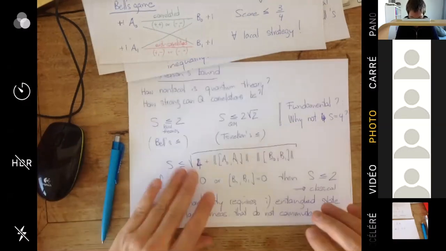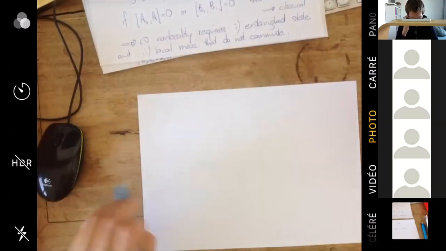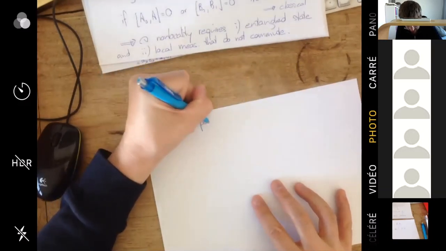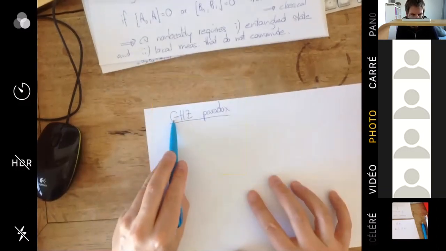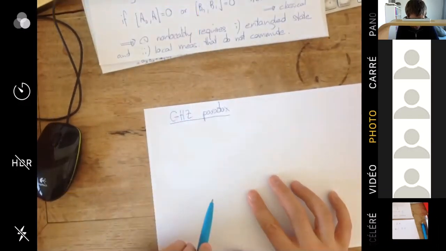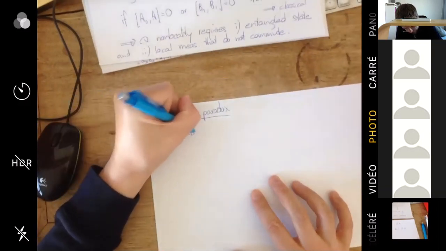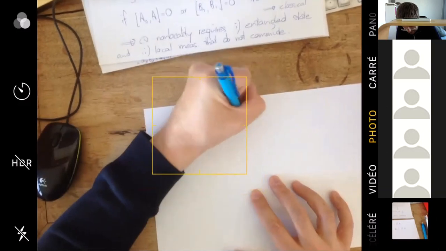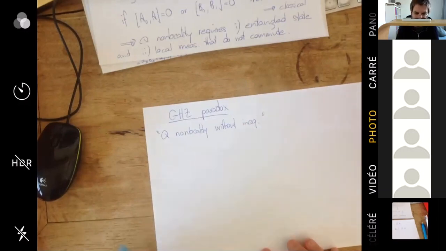All right, so let me move on and finish maybe in 5 minutes with another proof of quantum non-locality, and this is what is called the GHZ paradox. GHZ stands for Greenberger, Horne, and Zeilinger. This is interesting because this is quantum non-locality without inequalities.